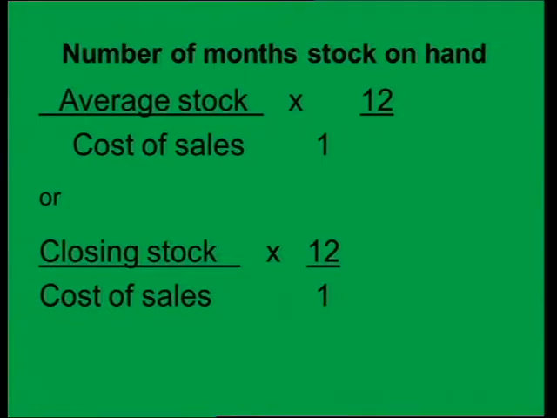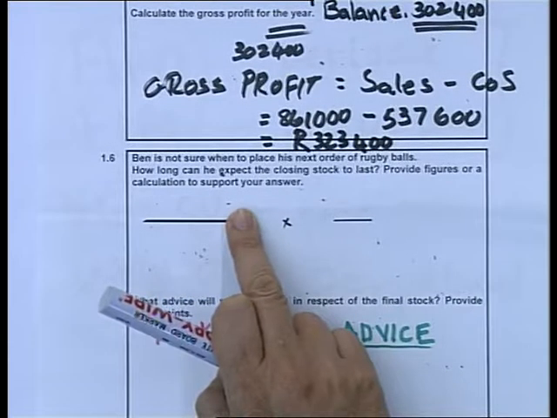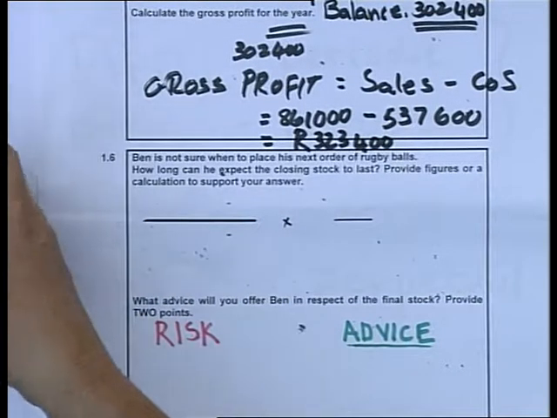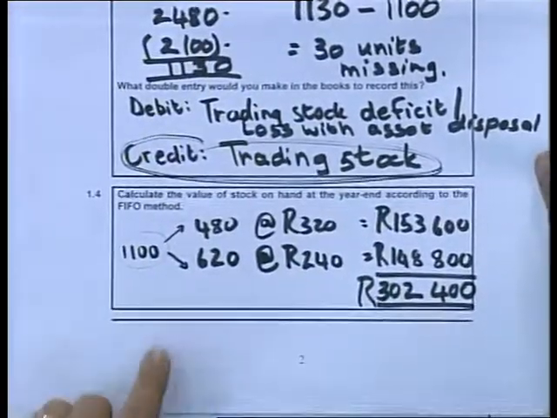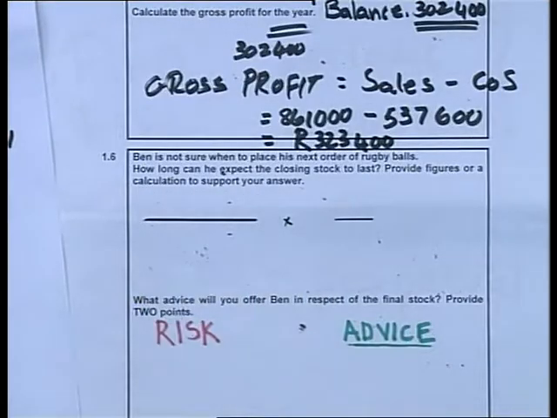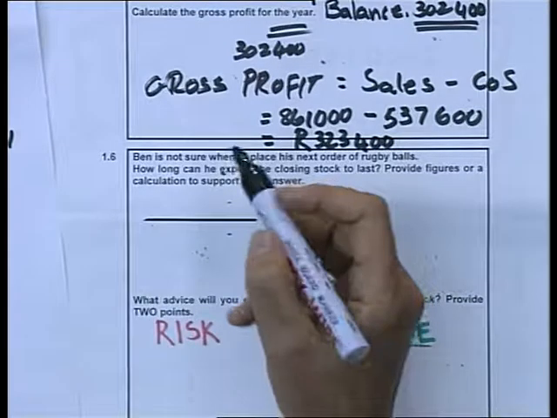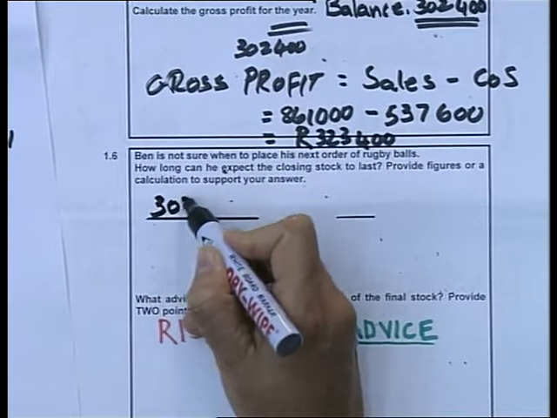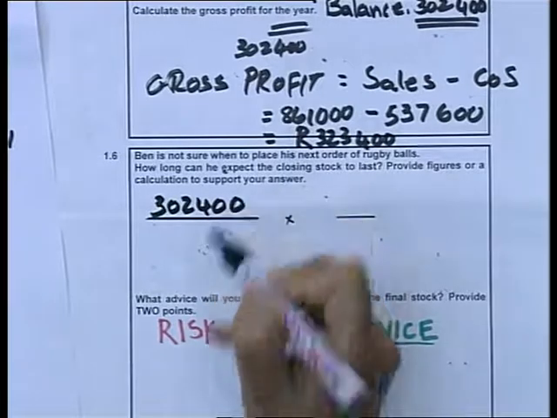Okay. If we go to our PowerPoint, the number of months stock on hand. To calculate that, you will usually use average stock. But now in this case, we want to use the closing stock. So let's go back. What is the value of our closing stock? Remember, we calculated that in number 1.4. So the value of our closing stock is 302,400. So that will go there.